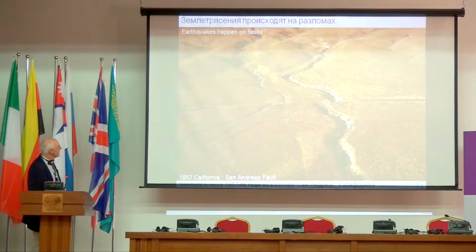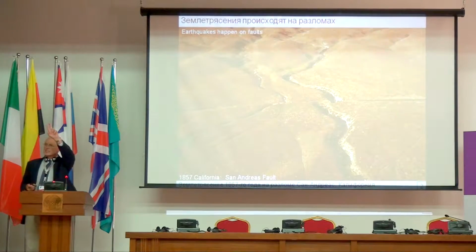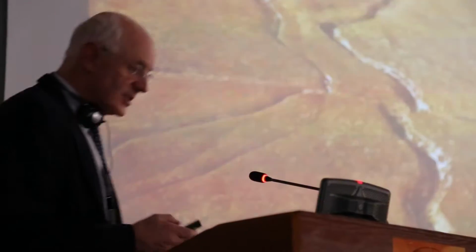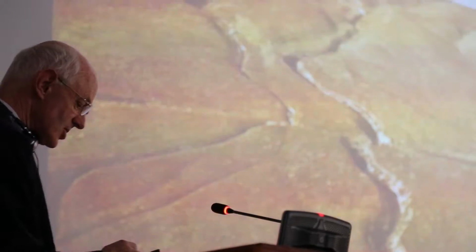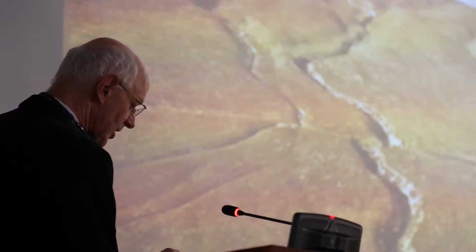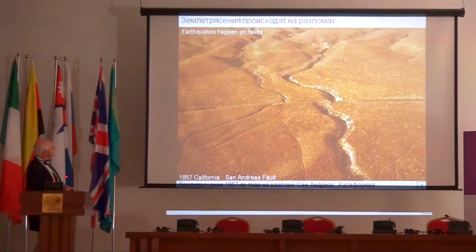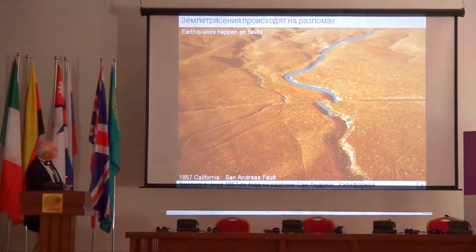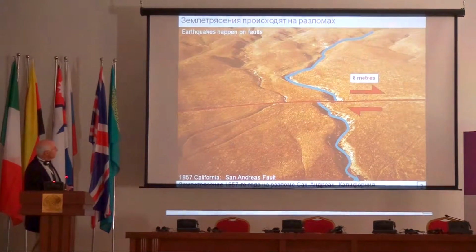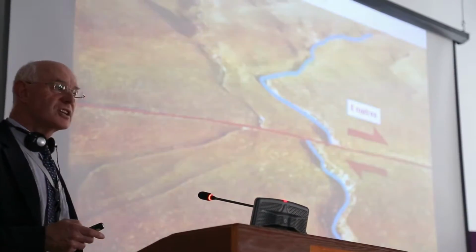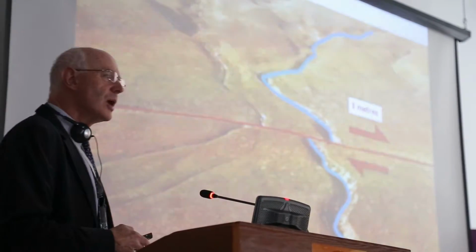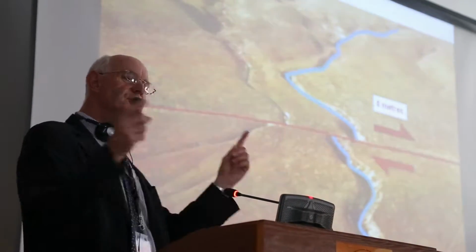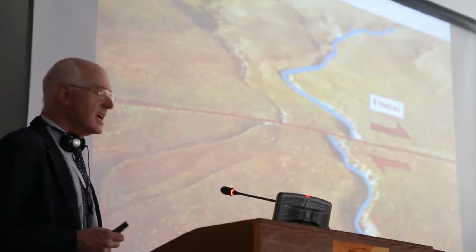Here is an example from outside Los Angeles. Can we turn the lights down? This is a picture taken outside Los Angeles in California, and what you are looking at on this picture is a river. So here's a river, and you can see it meets this line, and then the river jumps to the side and continues. That line, this red line, is the famous San Andreas Fault in California. You are looking at this river, which has moved sideways by 8 meters in an earthquake in 1857.